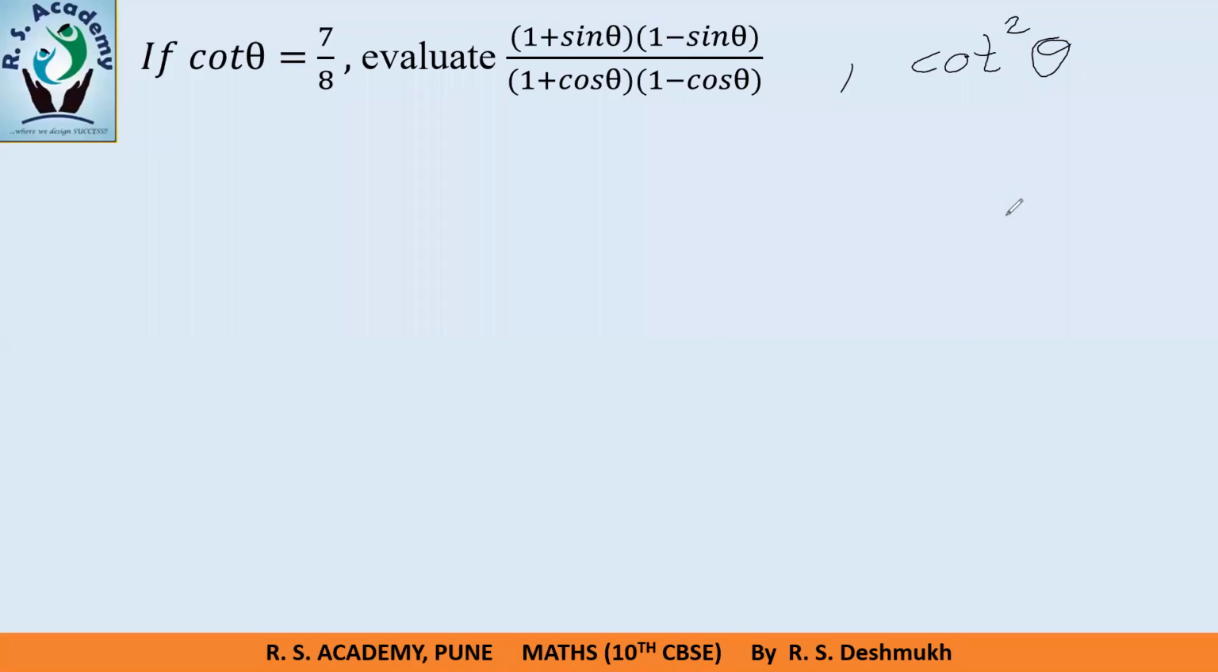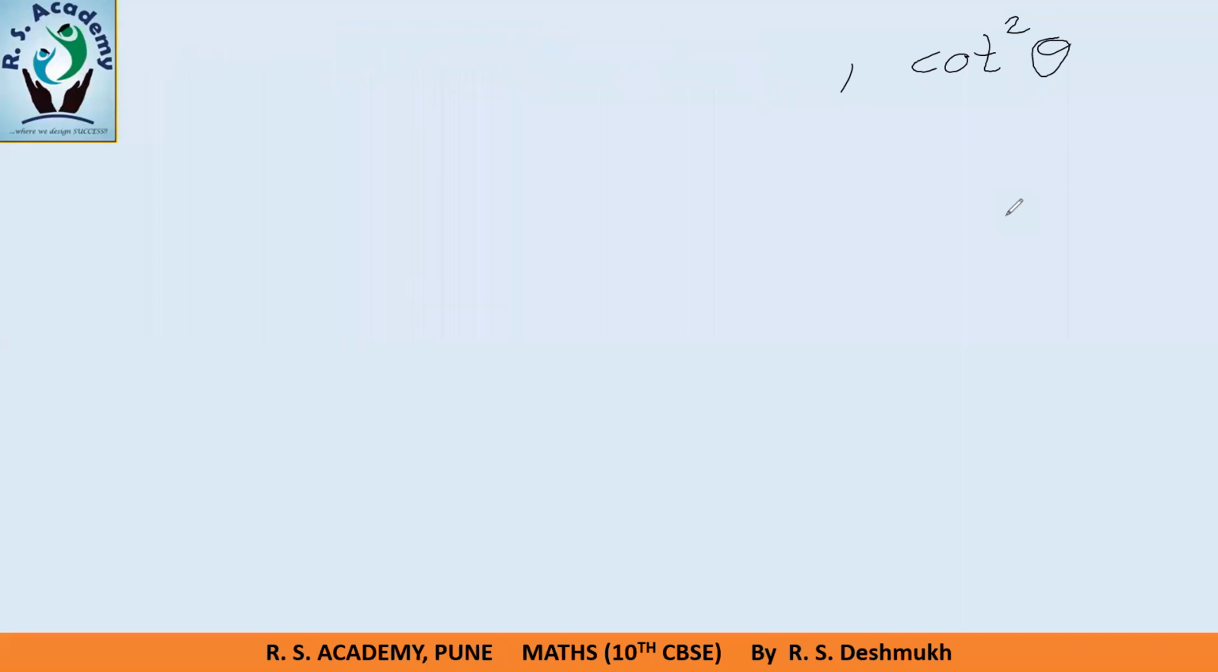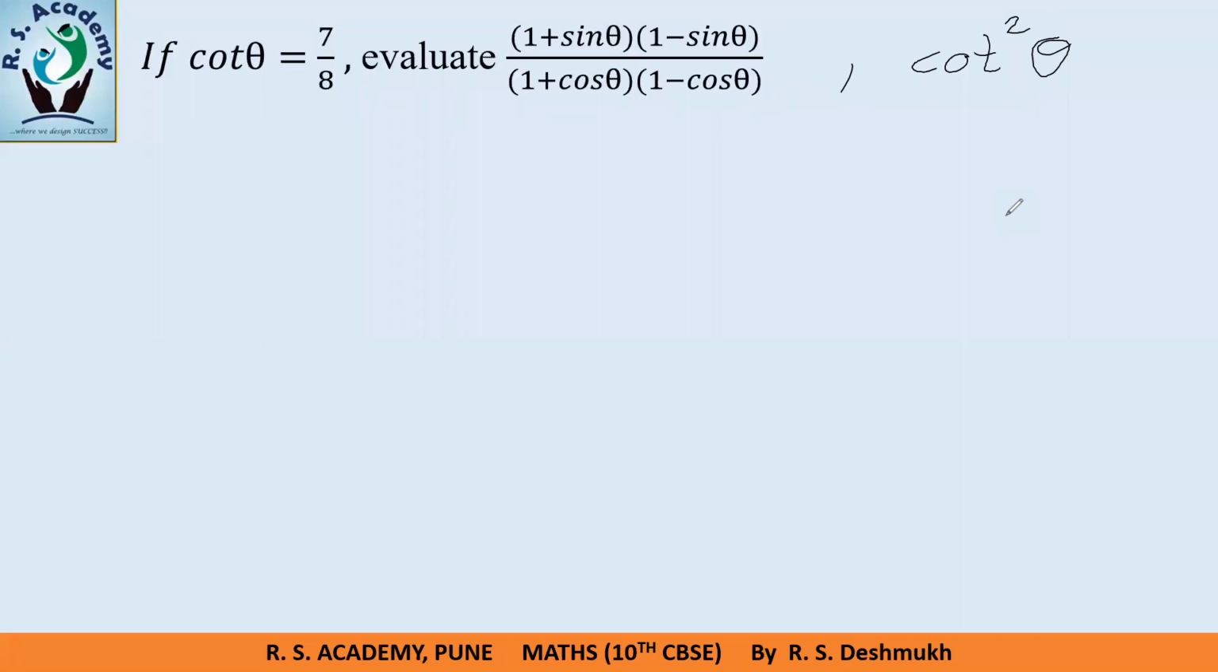No. So see here, what they said: if cot theta is equal to 7 by 8, evaluate (1 plus sine theta)(1 minus sine theta) upon (1 plus cos theta)(1 minus cos theta). First, I will simplify the given term because you are thinking it is something else. If you observe here, it is (a plus b)(a minus b). What is the formula? A square minus b square. So it is nothing but 1 minus sine square theta upon 1 minus cos square theta. Even if you treat it as it is, you will get the same answer, but I am going to simplify.